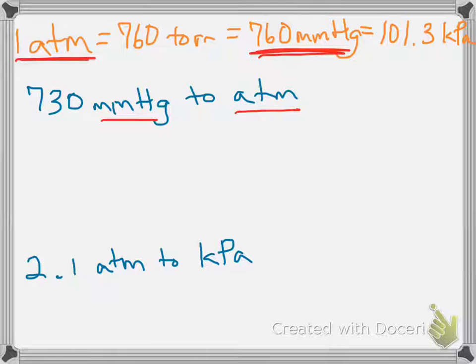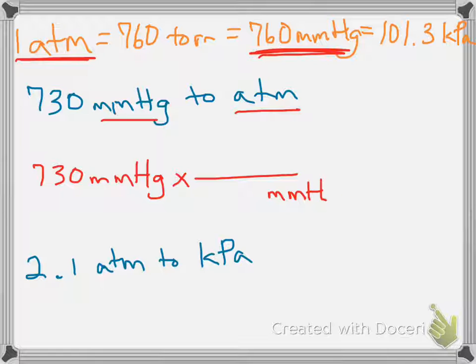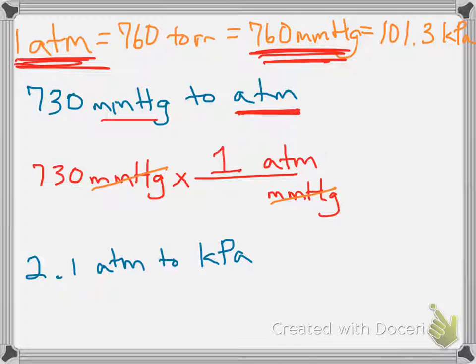So let's see. Start with what you're given, 730 mmHg, and draw your multiplication sign in a line. I want to get rid of millimeters of mercury, so that goes on bottom. This way, millimeters of mercury will cancel with millimeters of mercury. And then I'm trying to convert it into ATM. That's what I want to get to. And I know that 1 ATM is equal to 760 millimeters of mercury. So I'm doing 730 times 1 divided by 760.